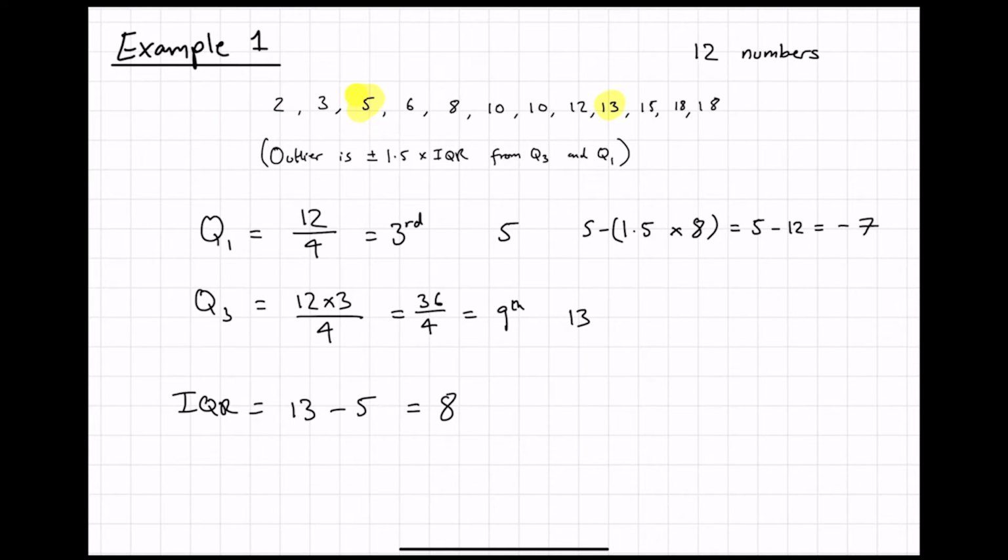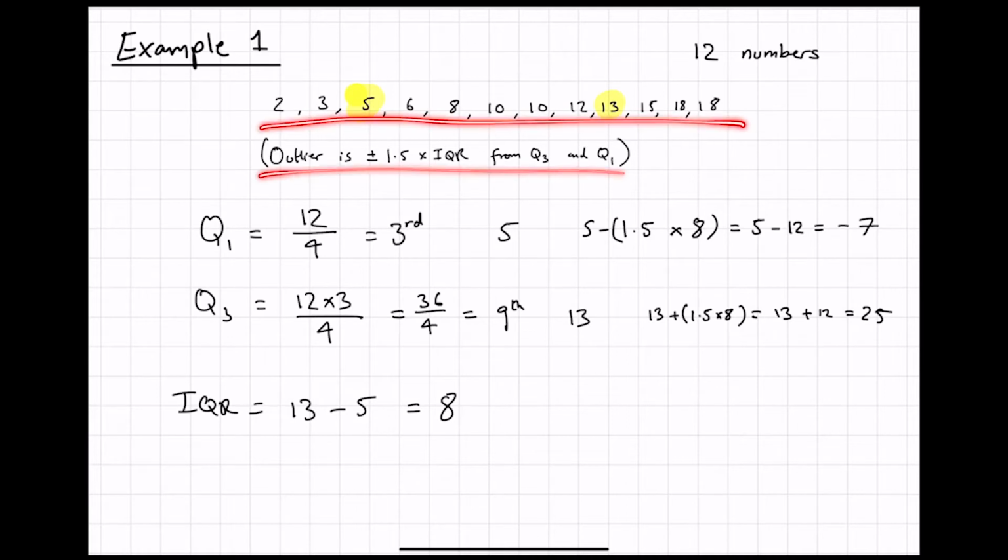Let's try that for the other side, on this upper one over here. So the upper quartile is 13. So 13 plus 1.5 times 8 gives us 13 plus 12, which is 25. So here we can see that nothing is more than 25. So actually there are no outliers in the data set. Everything is fine in this data set according to the definition.